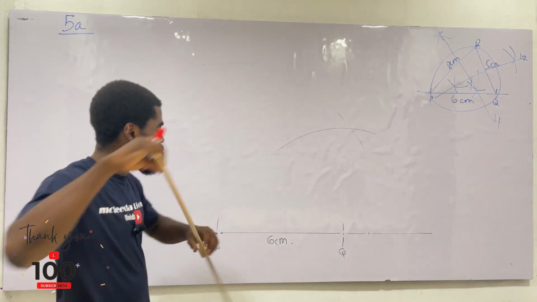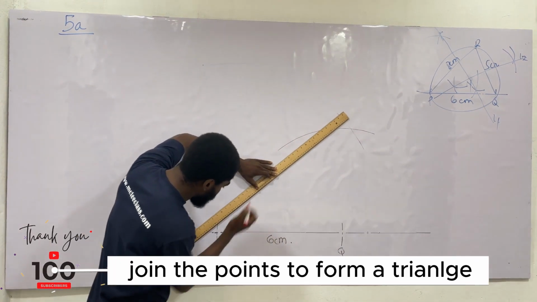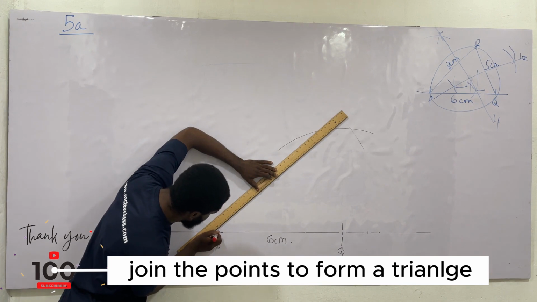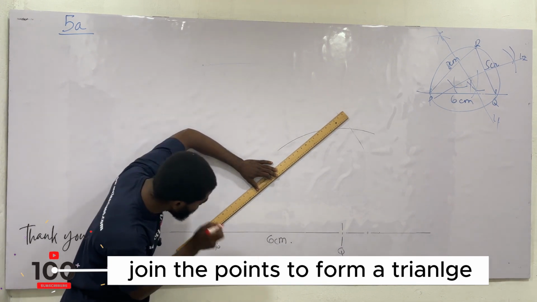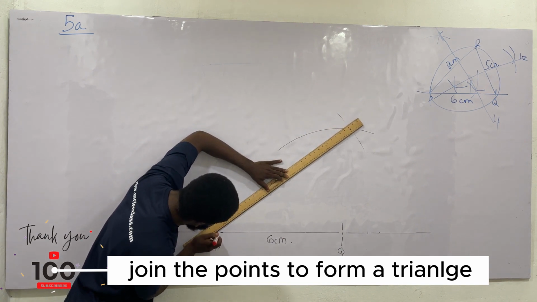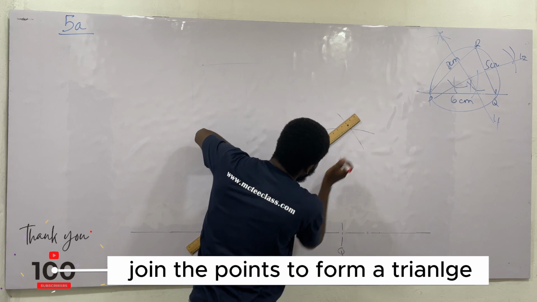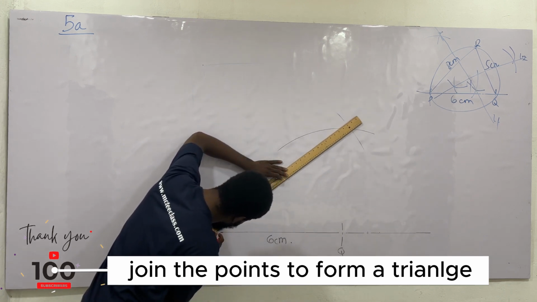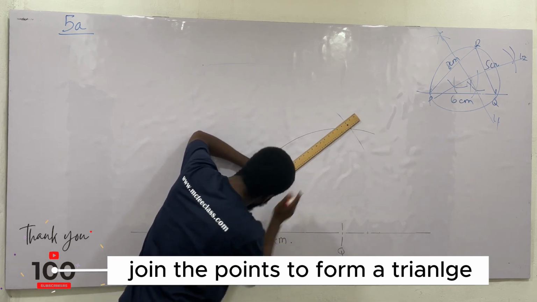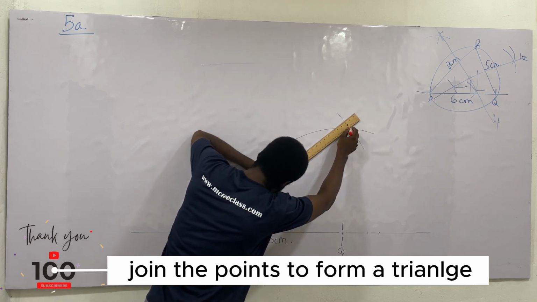So I join the points, and this is why I say be careful when you are joining the points. The tip of the pencil must be straight. Don't tilt it. Just put it straight here, straight there. Check if it's also straight there. Then also come and check here the tip of my pencil, and I move my ruler to it. Be checking that with me. I'm sure you have drawn yours.